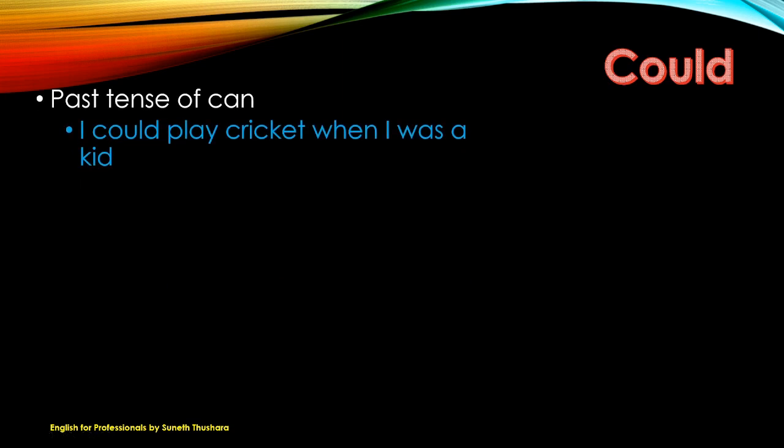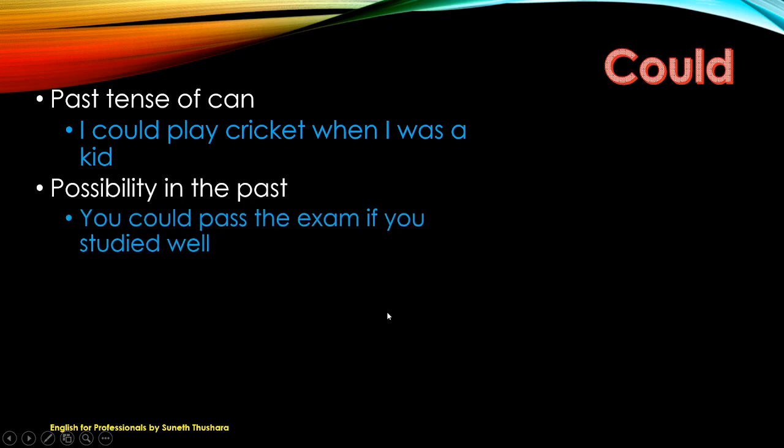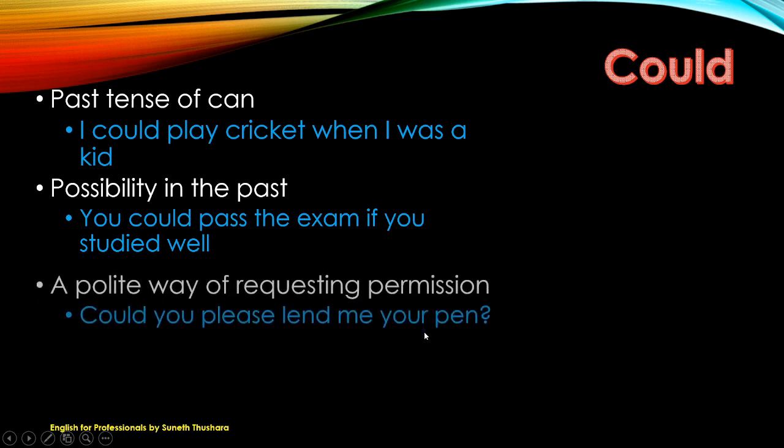Then could, that's past tense of can. I could play cricket when I was a kid. So you can't say I can play cricket when I was a kid because that is not matching, because you are telling something that happened in the past. So this is the past tense of can. Okay, possibility in the past. You could pass the exam if you studied well. Remember, past here. Okay, a possibility in the past.